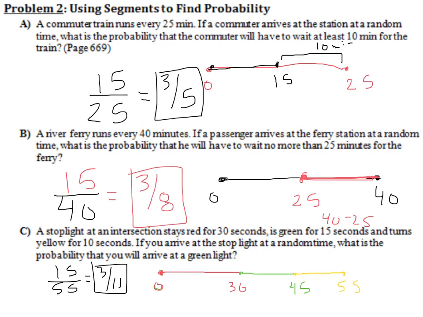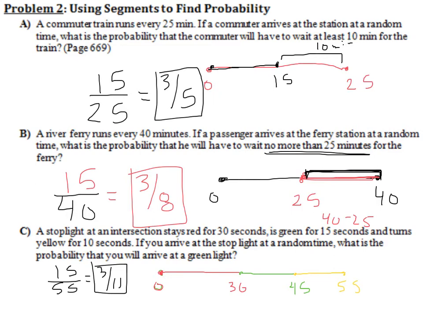The first probability you should have gotten was 3/8. Now this is a little bit more tricky because no more than 25 minutes. So my favorable outcome would be from 25 to 40 on my total, because that's where I would not have to wait any longer than 25 minutes. So then I would look at this and I say, I have to take my total and subtract my 25, which would give me 15. So it would be 3/8.